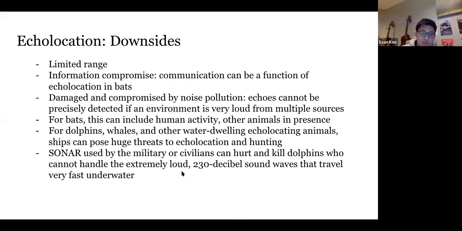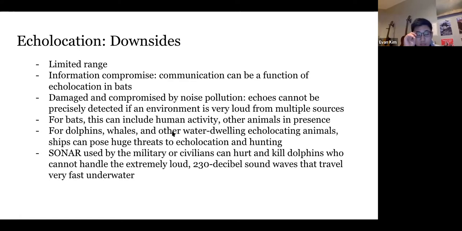Another weakness is damage and compromise by noise pollution. Humans make a ton of noise in the modern environment. We're always constructing things, making noise, even just speaking could adversely affect echolocation, because echoes can't be precisely detected if an environment is very loud and noise polluted from multiple sources in multiple directions. So a bat wouldn't be able to distinguish what echo is returning from the body of a prey if hundreds of other sounds are coming in from all sorts of other directions. Essentially, it's just sound sensitive.